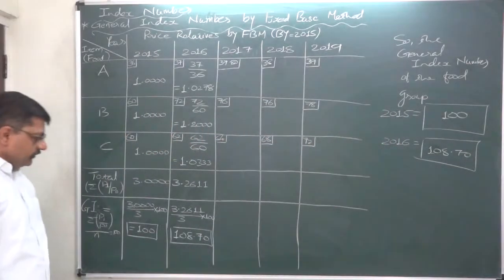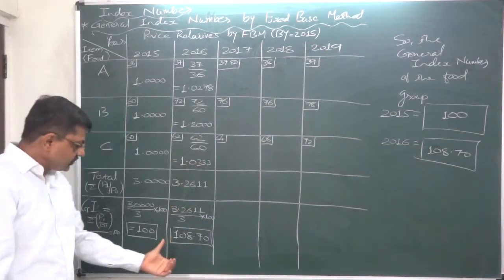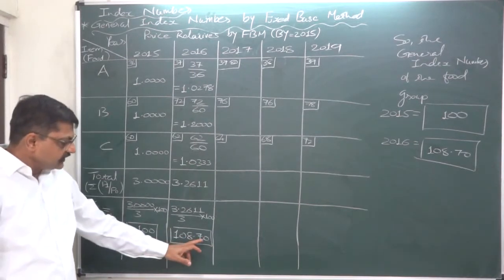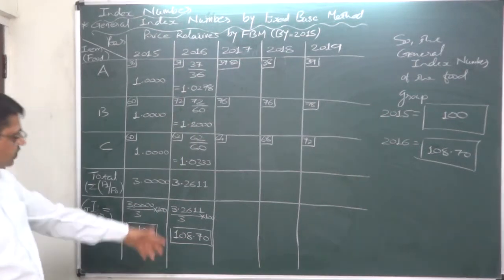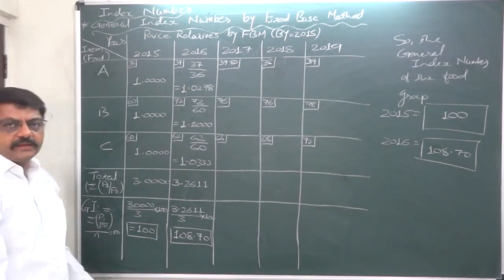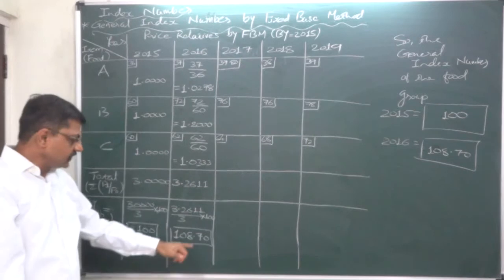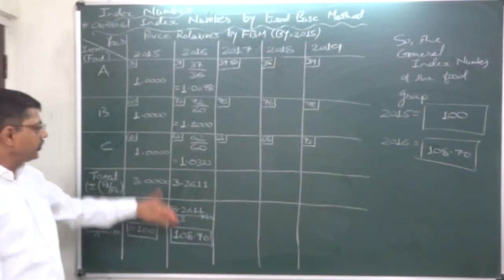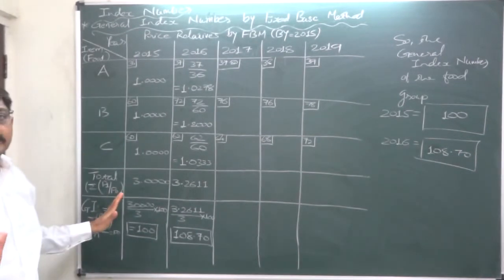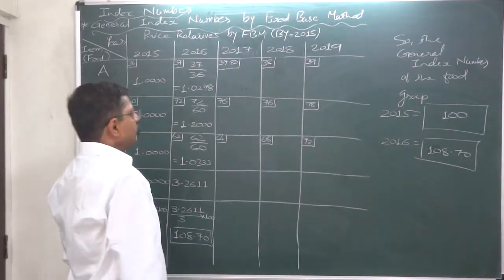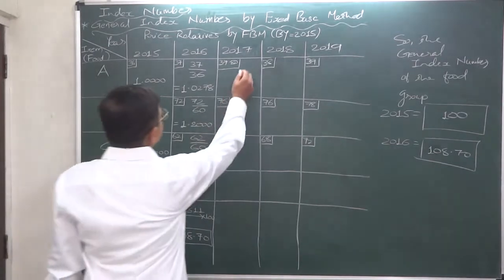Yes, we can say that on an average the price rise of 8.7% can be seen here as compared to 2015. In 2016 the general price rise is 8.7% for this group consisting of 3 items of food, for this group only. Okay, now 2017 same way.